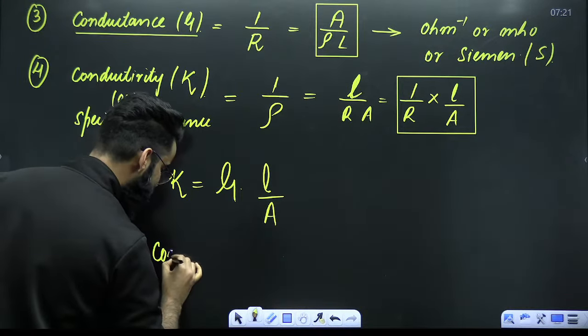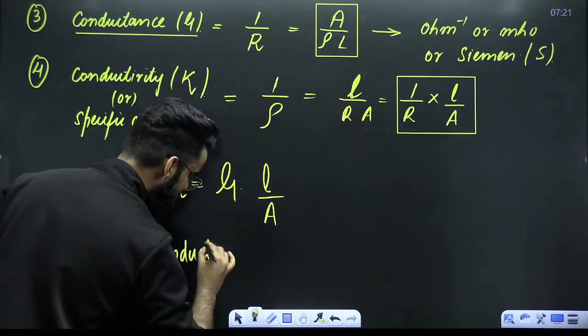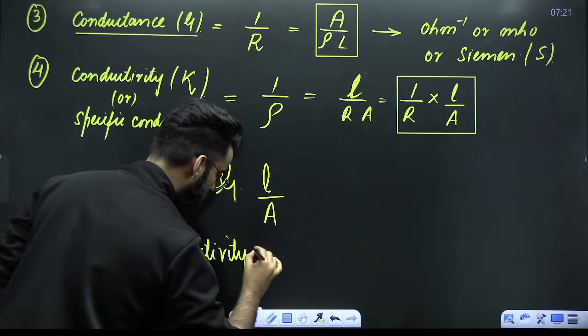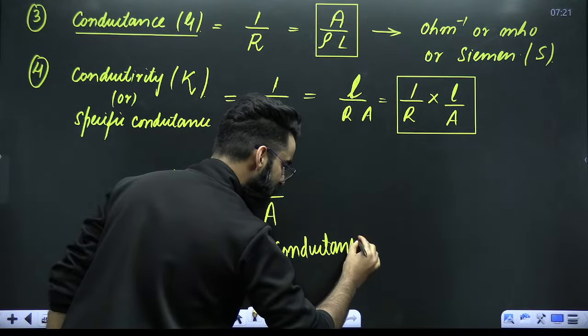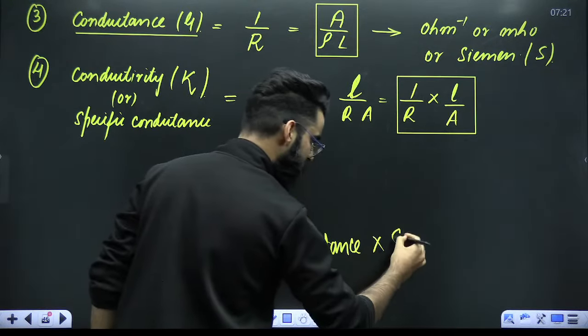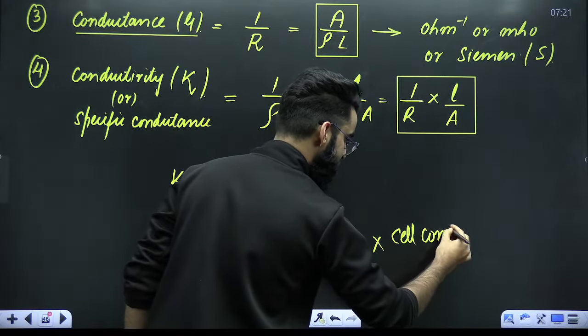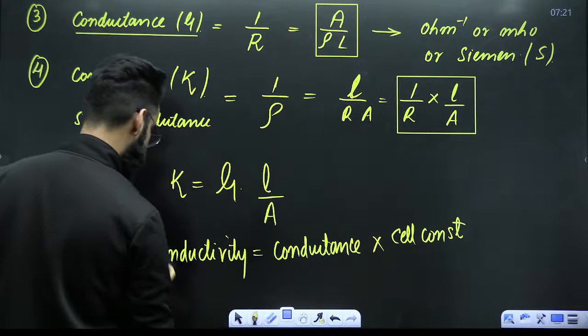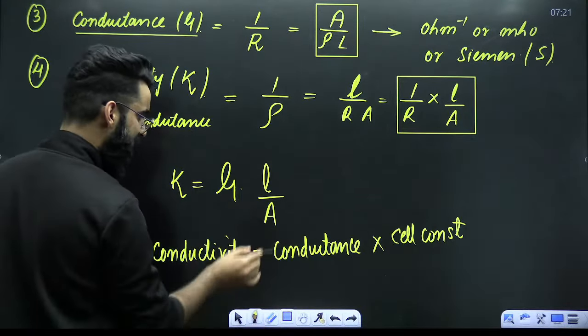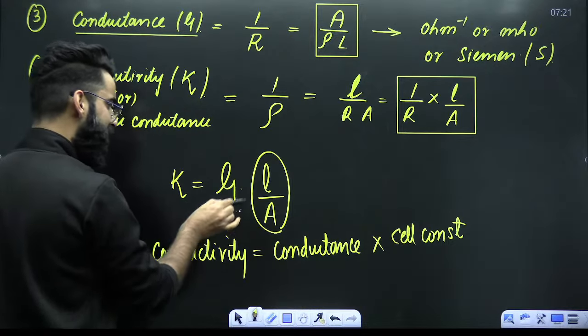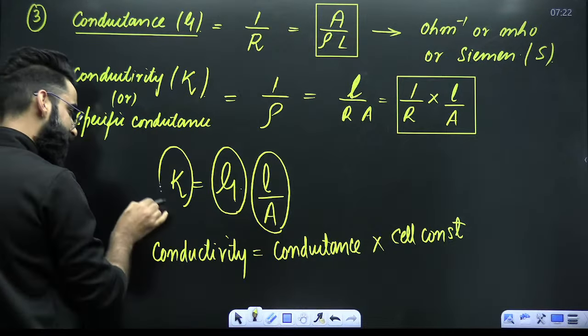So I'll write something like this. Conductivity is always equal to conductance multiplied by cell constant. Your cell constant is L by A. This is cell constant, this is conductance, and this is conductivity.